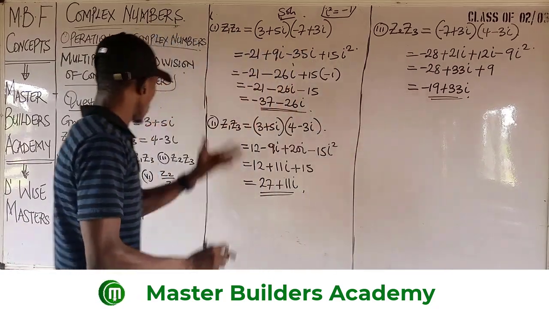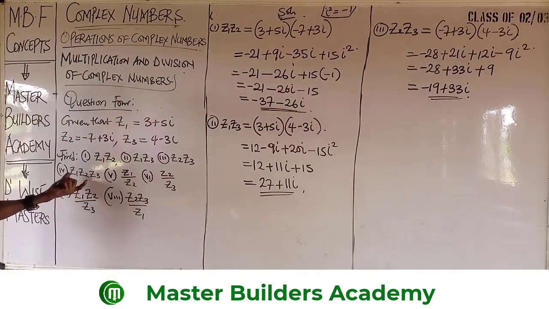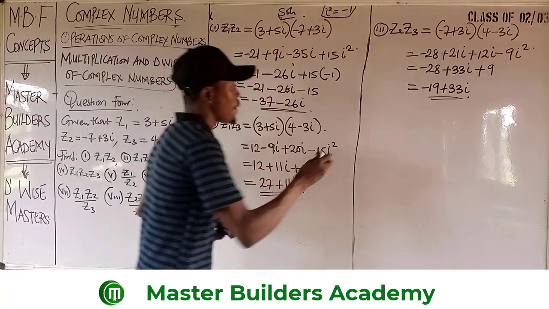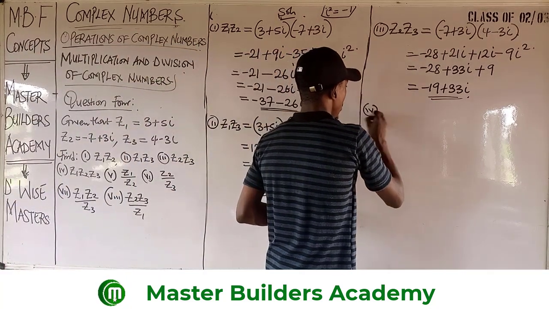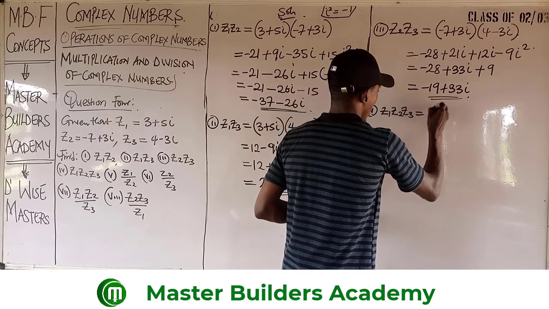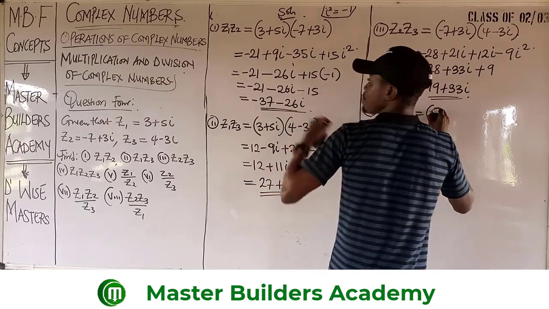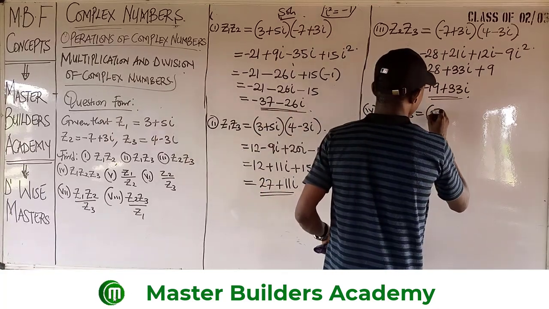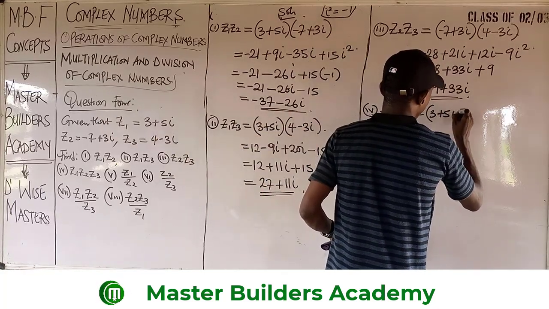Then the last but not the least under the multiplication is Roman figure 4. Then we have IV, which is Z1, Z2, and then Z3. So our Z1, like we have here now, is 3 plus 5i.